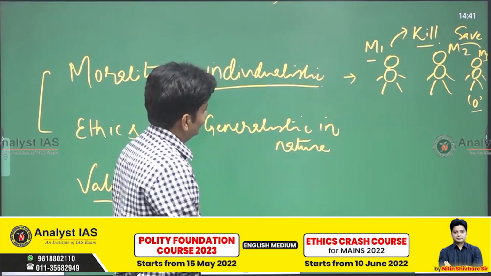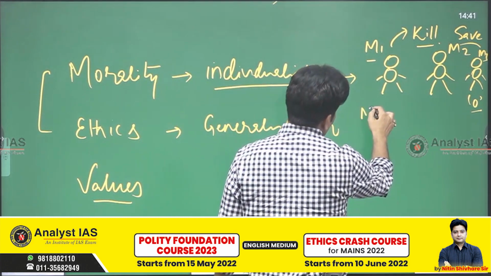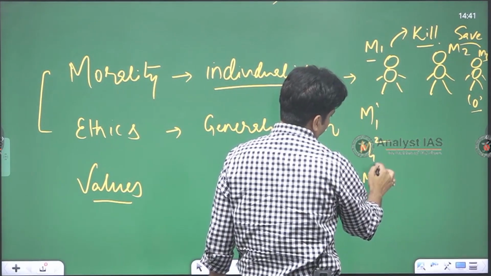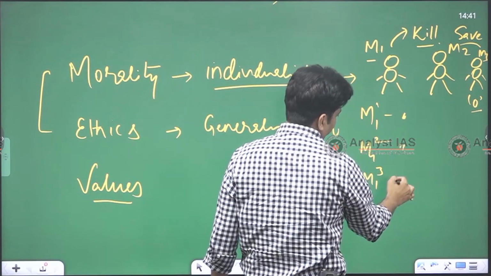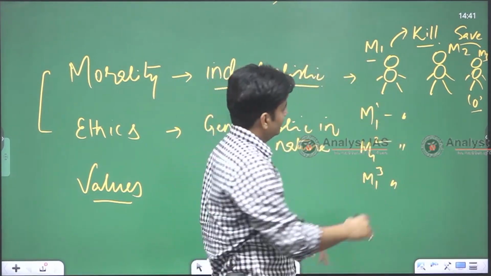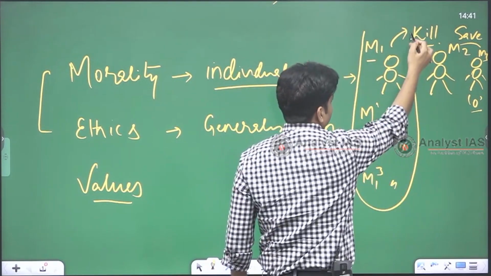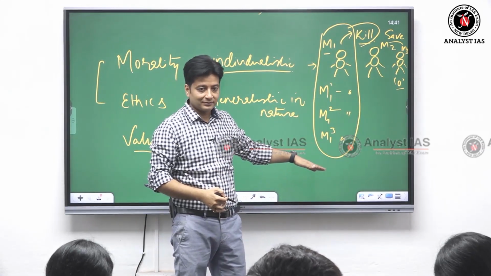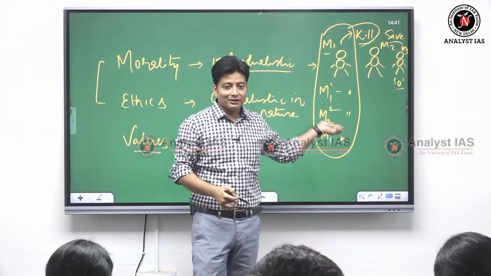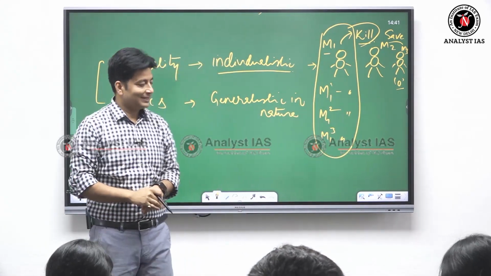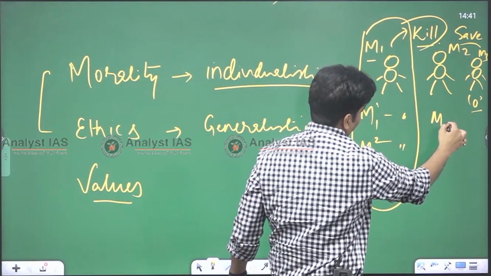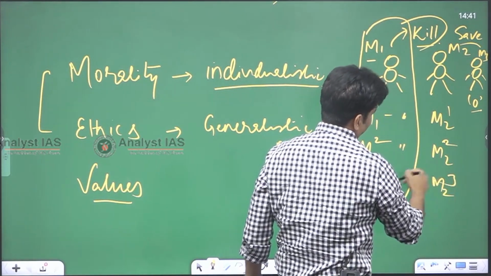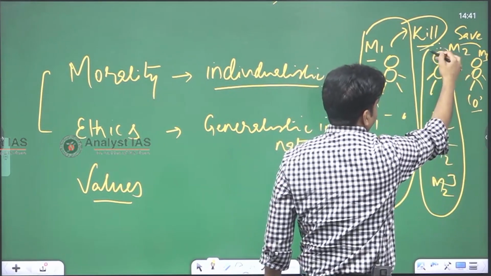Okay. Now, when many people, say for example M1 dash, M1 dash 2, M1 dash 3, there are other people of the same morality who like to kill the people. There can be a group of like-minded people. This group's morality will be called ethics. And there are people, say for example, M21 and M2, right? This group is different. They want to save the people.